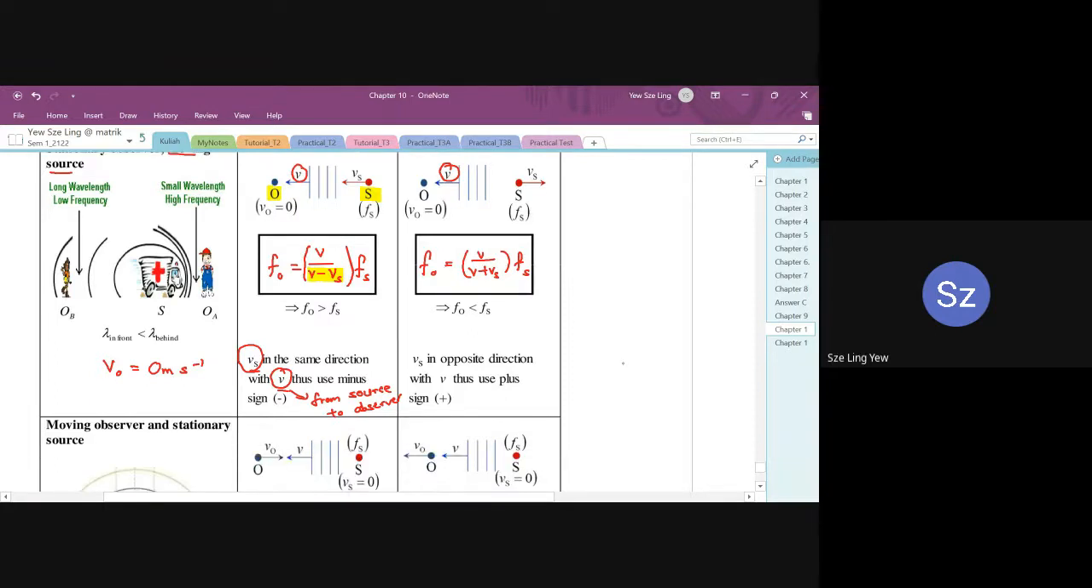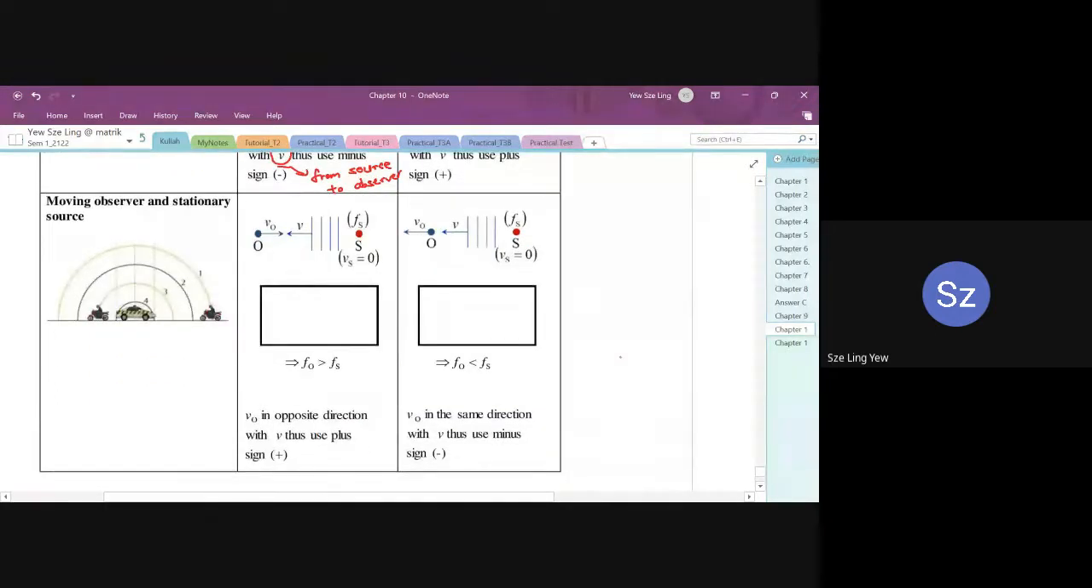Okay, next case. Now you have a stationary source. The source is not moving, but now we have a moving observer. So the source is not moving, and our Vs is now equal to 0 meters per second. In your syllabus, we will have either two not moving objects or one moving object.